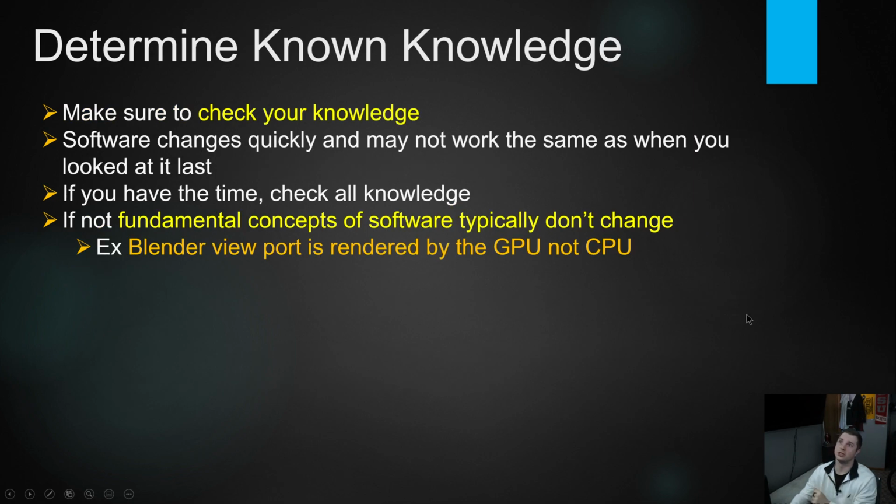Okay, so determine known knowledge. At this point, this is where you go, okay, here are all the things that I understand about the software that we're talking about. Here are all the things that I understand about the server hardware that is currently on the market. The reason why we do this is because if you're in a time crunch, there are assumptions that you can make about software that you don't necessarily have to go and confirm. The example that I give here is Blender Viewport is rendered by the GPU and not the CPU. And that's probably not going to change anytime soon. Those are the things that you don't have to go test.